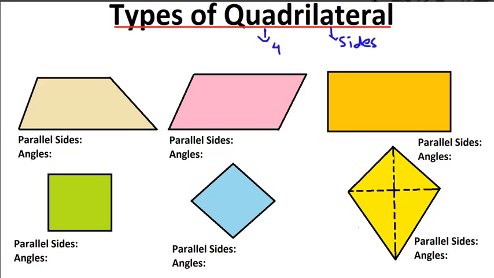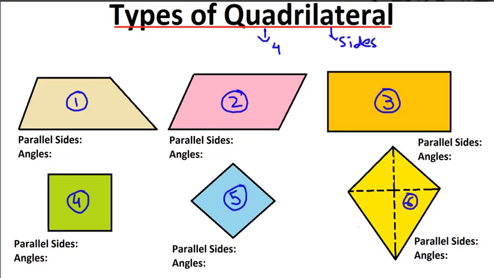But quadrilaterals also differ in their shapes. They differ in terms of their parallel sides, in terms of the angles, and in terms of the measurement of the sides. So let's discuss them one by one. Today I'm going to discuss these 6 types of quadrilateral. This is the first, this is the second, this is third, this is fourth, this is fifth, and this is sixth. We are going to discuss these 6 one by one.